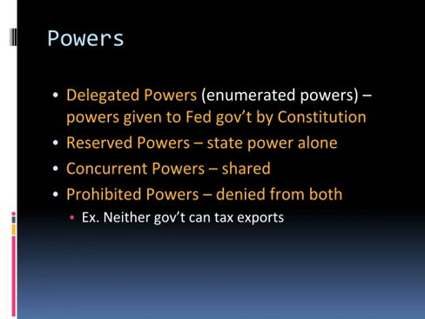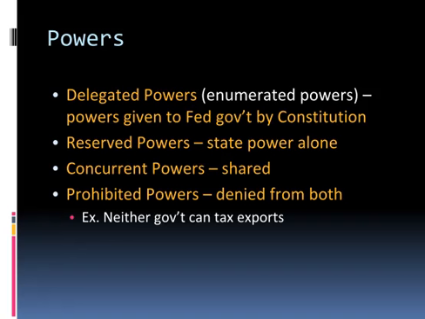Concurrent powers would be areas where both the states and the federal government have power. Something like taxation would be an example of concurrent powers because they can both tax citizens of the state. And then the last would be prohibited powers, things that neither government can do. So neither government can create an ex post facto law, neither government can establish a state or federal religion, things that they're explicitly banned from doing.